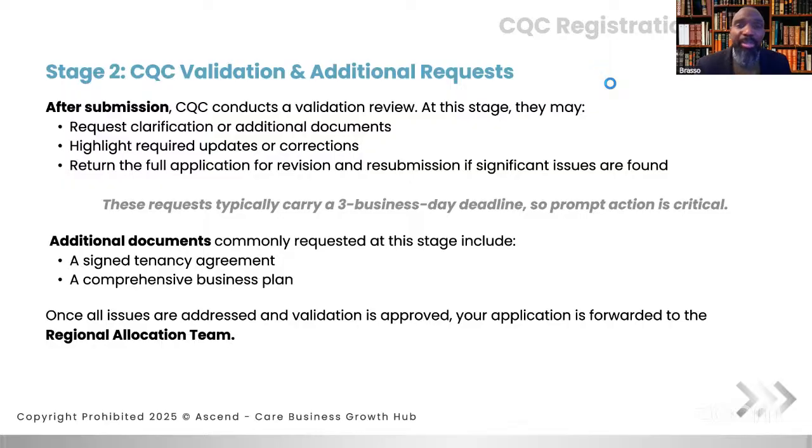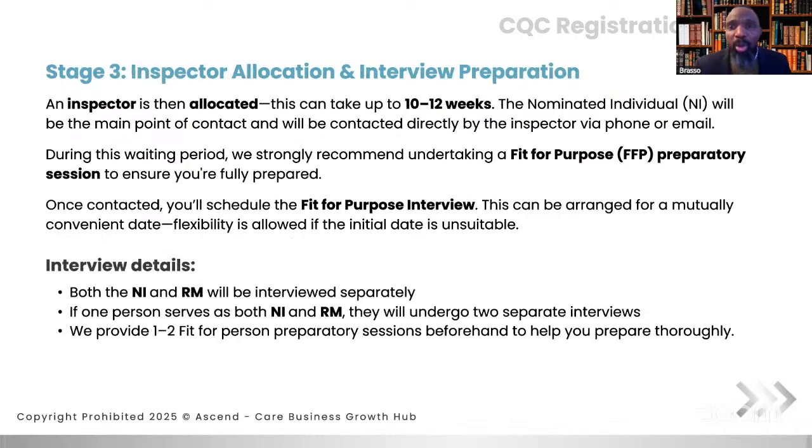Once the validation team is happy and clarifications are done, your application is going to go to what we call allocation. This is when the application goes to an inspector. Again, that's a very, very important development, because the inspector, with his or her management team, will make decisions on the outcome, whether they are registering you or not. Equally, at this time, the inspector may come back for clarity. They may phone you or email you, wanting some information to be verified before the fit for purpose interview.